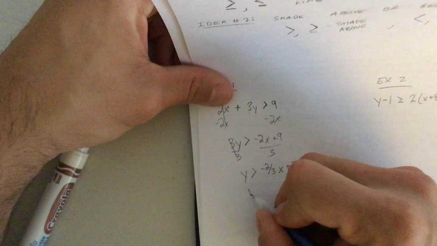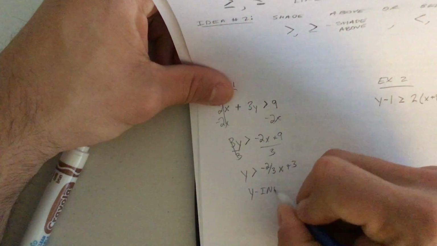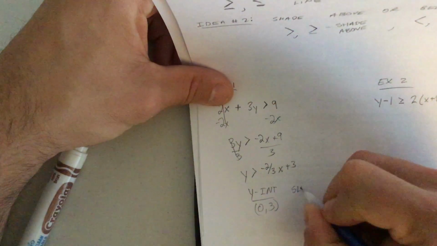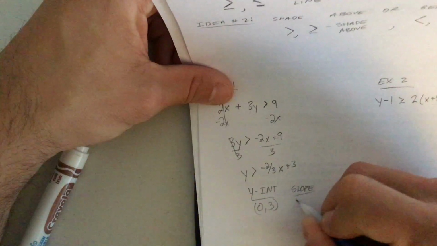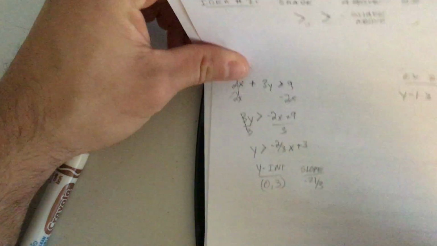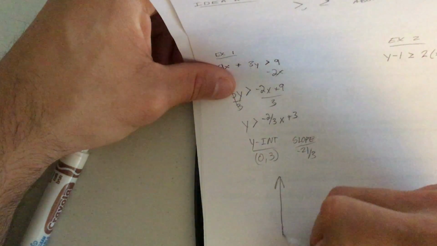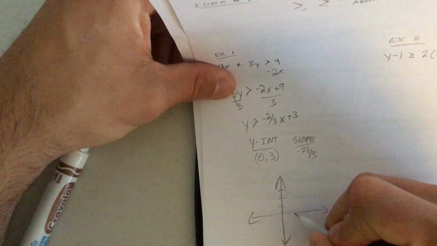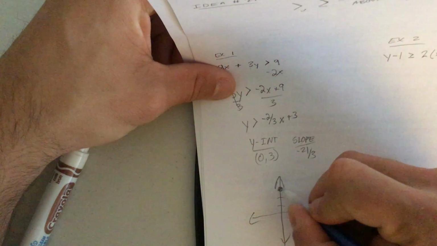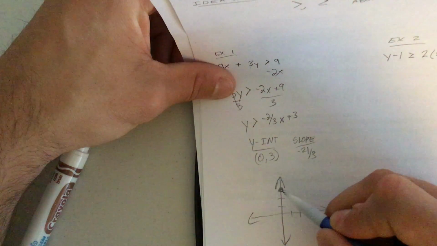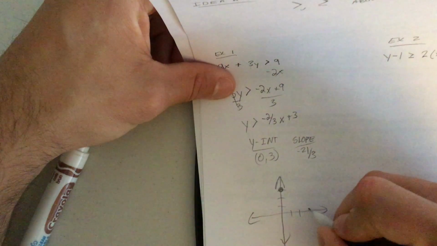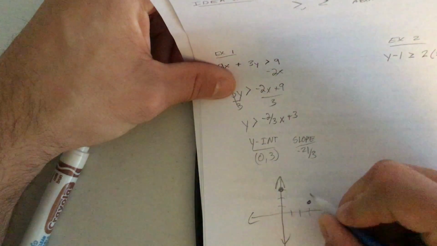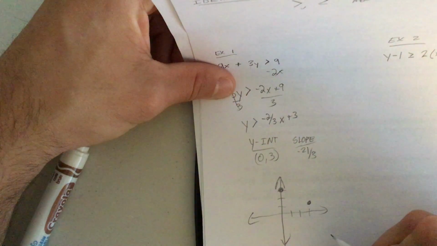So I have my y-intercept, which is 0, 3. I have my slope, which is negative 2/3. No, you don't have to make your own graph. I'm just doing this very quickly so we get a feel for what we're looking for. My intercept is 0, 3, down 2, over 3, check, check, check. So it's going to be between those two points.